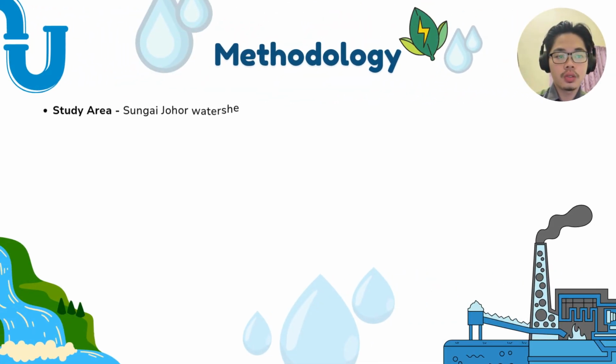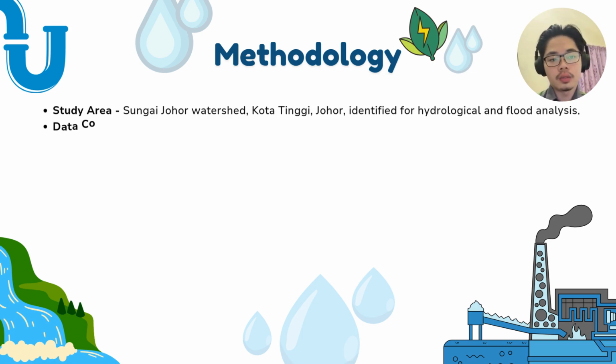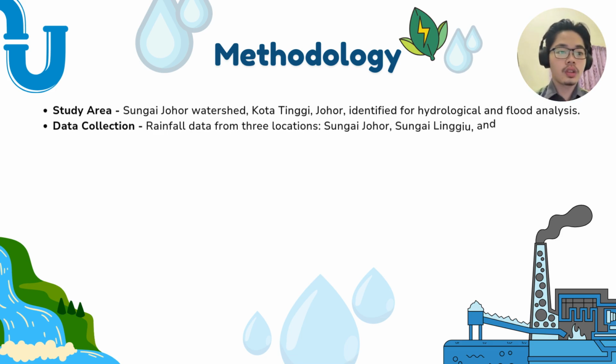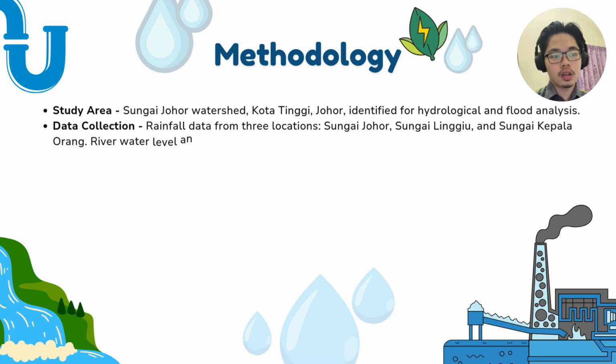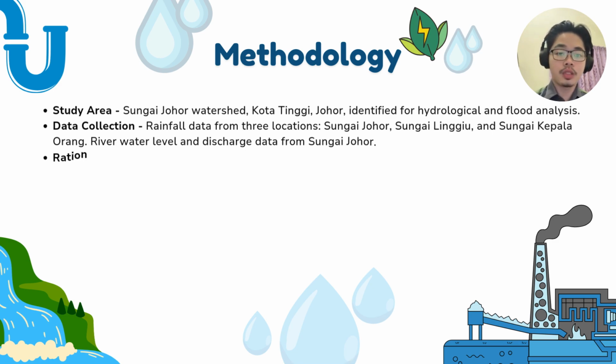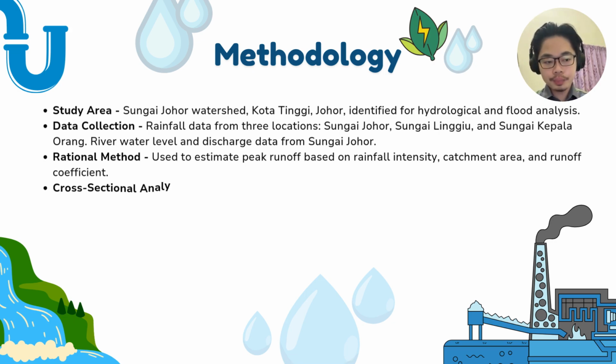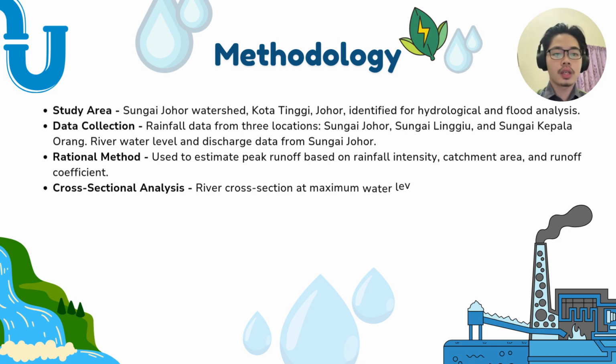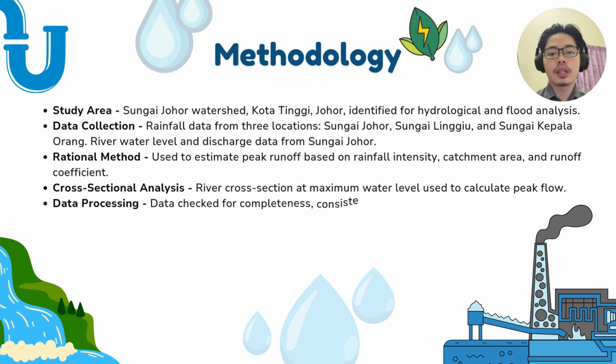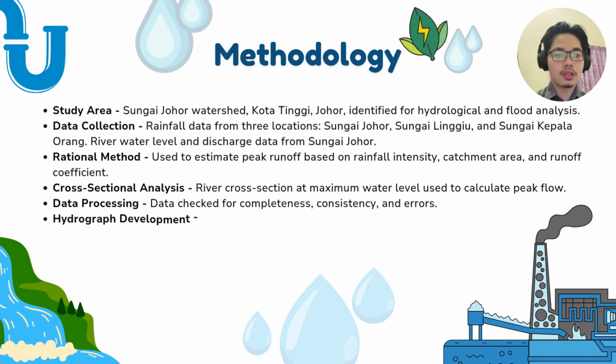Alright, so here we are going to talk about the methodology that we used. The study area: we have selected the Sungai Johor watershed, Kota Tinggi, Johor, and we also identified it for the hydrological and flood analysis on that specific area. The next one, data collection: rainfall data from three locations, Sungai Johor, Sungai Lingyu, and also Sungai Kepala Orang. River water level and discharge data from Sungai Johor were collected for this project.